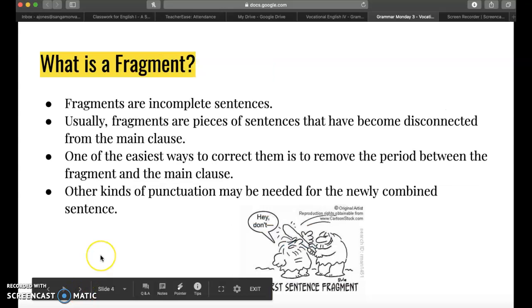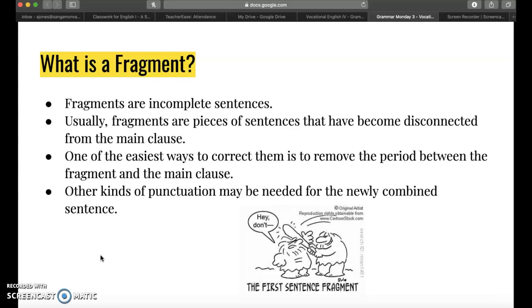What is a fragment? A fragment is an incomplete sentence. Usually fragments are pieces of sentences that have been disconnected from the main clause. One of the easiest ways to correct them is to remove the period between the fragment and the main clause. Other kinds of punctuation may be needed for the newly combined sentence.